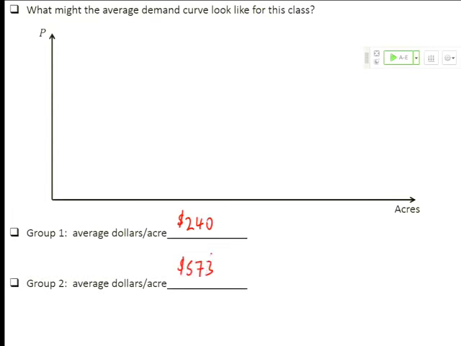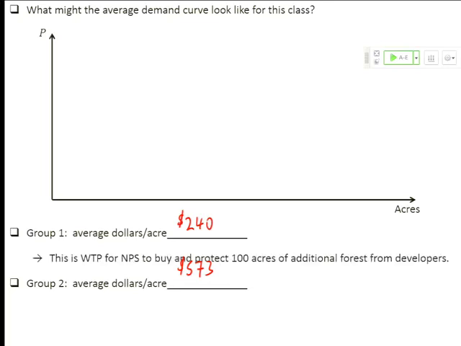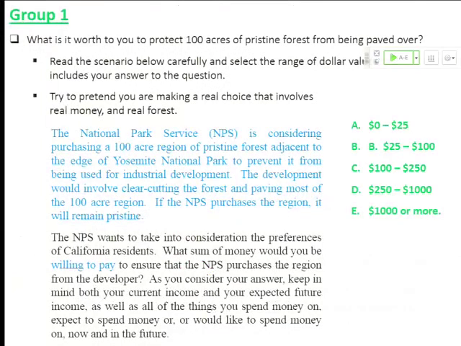Now, you can probably see where this is going, right? I'm no magician. You can see all the cards in my hand. Let's take a look at the different scenarios that you got. Group 1: the National Park Service is considering purchasing a 100-acre region of pristine forest adjacent to the edge of Yosemite National Park to prevent it from being used for industrial development. The development would involve clear-cutting the forest and paving most of the region. And then you're being asked, what sum of money would you be willing to pay?